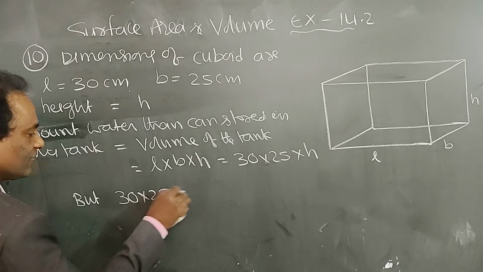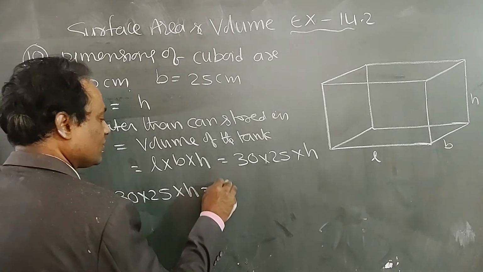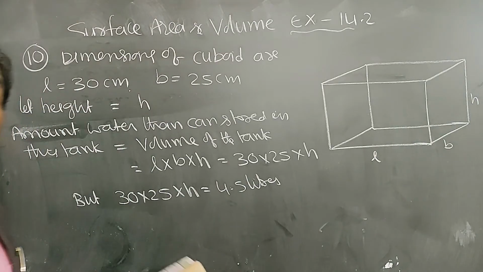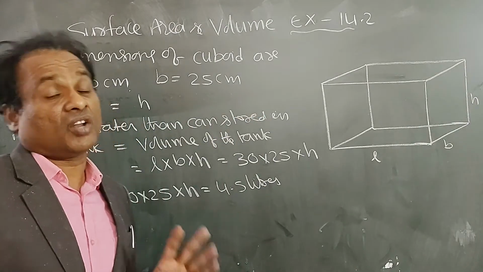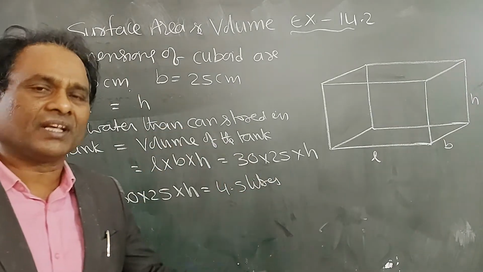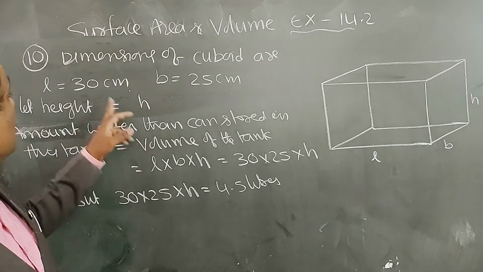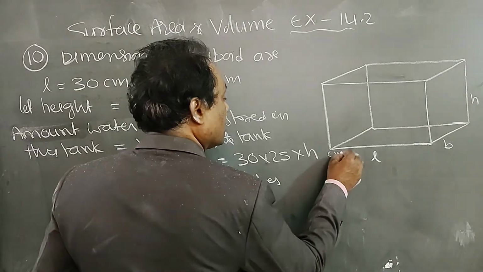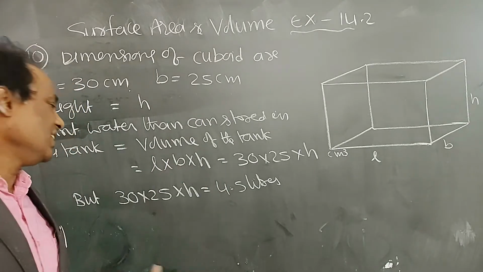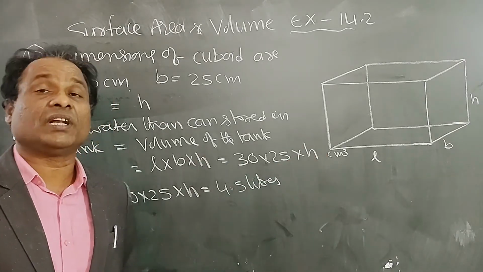But this volume is given in the problem, students: 4.5 liters. Sometimes the units are confusing. So first, see, both sides should have the same units. The total problem should be in the same units: centimeter or centimeter cube, meter or meter cube, meter square, like that. So these are in centimeters, means the answer is in centimeter cube. But this is centimeter cube and this is liters. So there is no relation, we can't directly equate them.